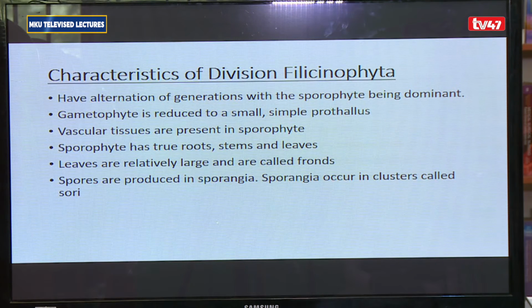The spores are produced in sporangia. The sporangia are usually found on the lower side of the leaves, and they occur in clusters or groups. A group of sporangia is called a sorus. If there are many, they become sori. Every group of sporangia or each sorus is covered by a protective covering called an indusium.